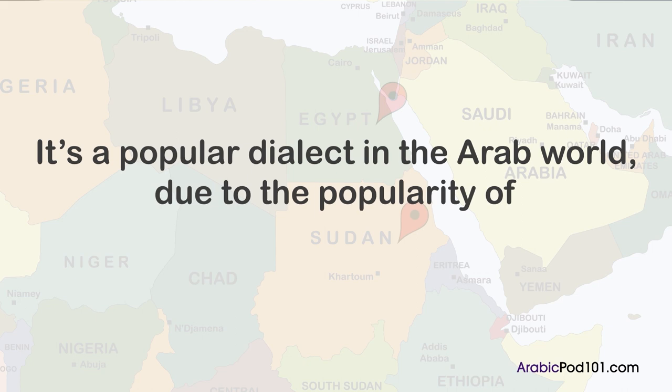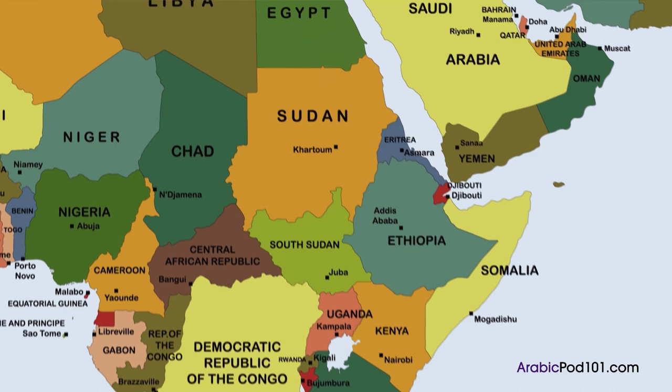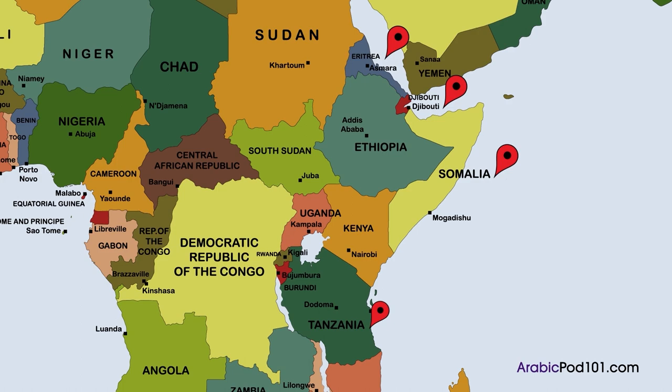Other languages are also spoken in this region, like Nubian in northern Sudan and southern Egypt. Arabic variants are also spoken in other African countries like Djibouti, Somalia, Eritrea, Tanzania, Chad, and Comoros. Next, let's move on to Asia.